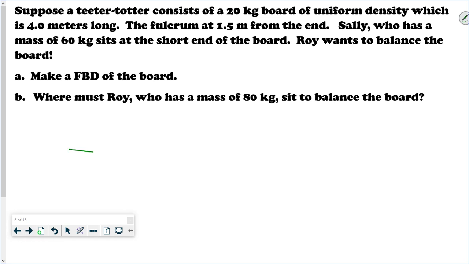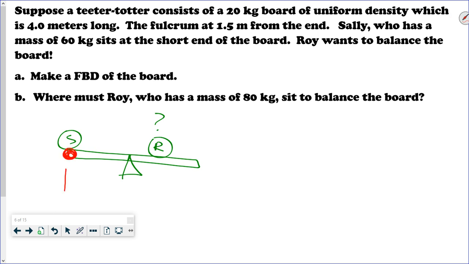So in this problem, the idea is you've got this teeter-totter, and Sally's at one end, and the question is, where does Roy go in order to balance it? And since you've got an unknown distance, my recommendation would be choose this end point as your pivot point, all right? Now, if you're looking at this and you're like, what is he talking about?